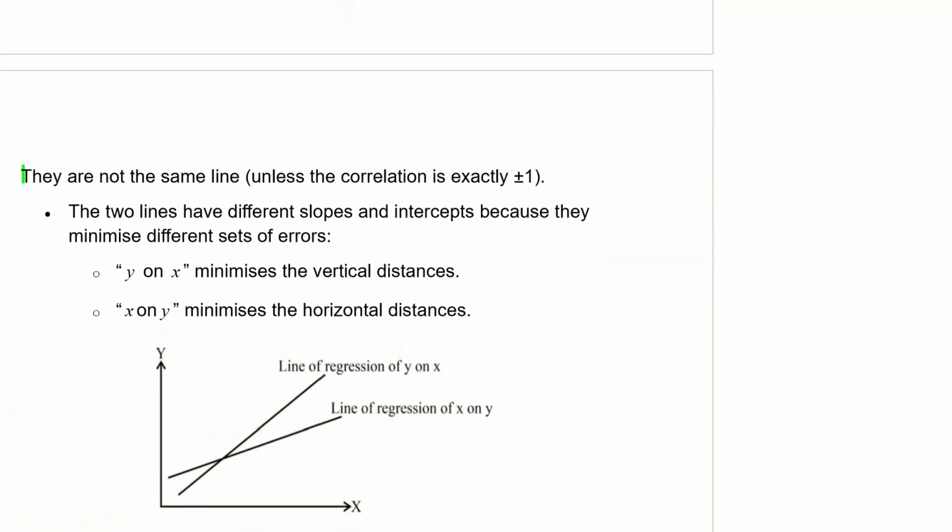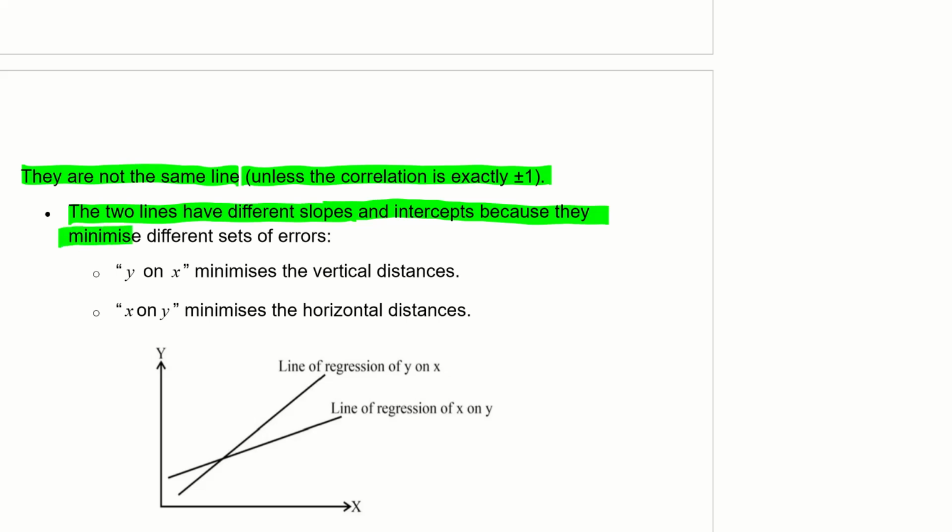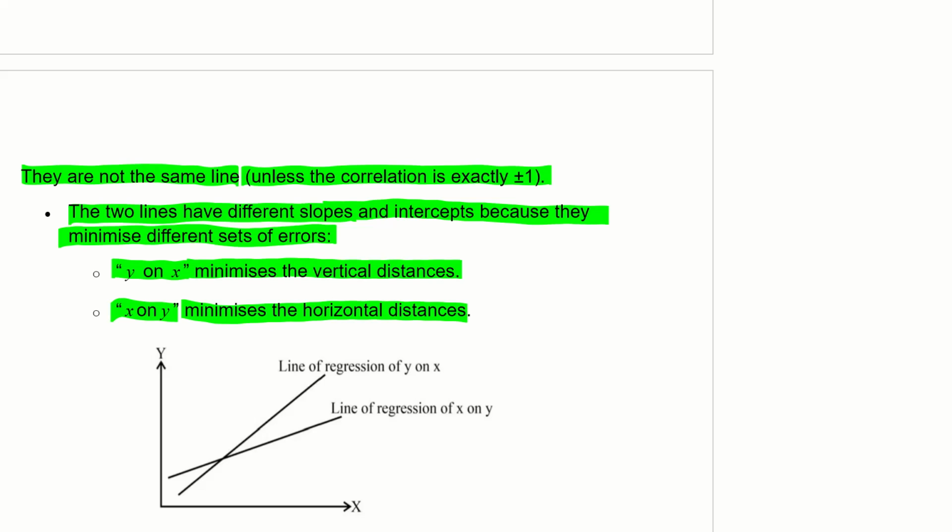Should note that they are not the same line unless the correlation is exactly positive or negative 1. The two lines have different slopes and intercepts because they minimize different sets of errors. Y on x, as we've seen, minimizes the vertical distances. X on y minimizes the horizontal distances. And so in general, they are different lines.